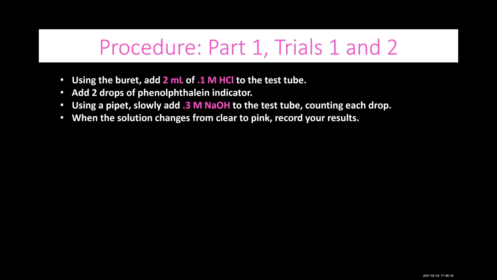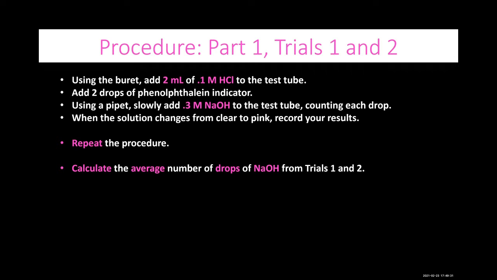Now, if you can get it a very pale pink, from clear to just pink, you'll know you've got very, very accurate results. Then you're going to repeat the procedure because we're going to do this particular part of the procedure 2 times, trials 1 and 2. Calculate the average number of drops of sodium hydroxide from trials 1 and 2.